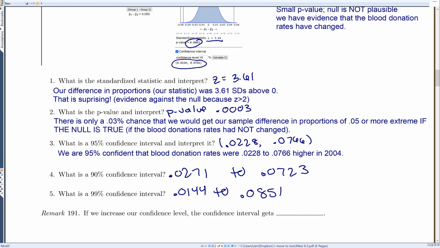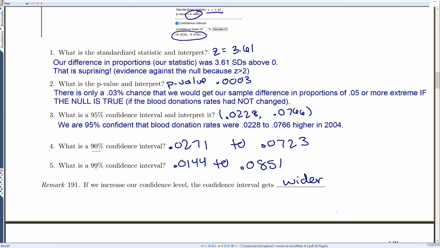So as you'll notice, if we go from 90% to 95% to 99%, as we increase our confidence level, the confidence interval gets wider, which we've talked about before. The only way to be more confident is to just make your interval wider. The reason it gets wider is that the multiplier gets bigger and bigger.